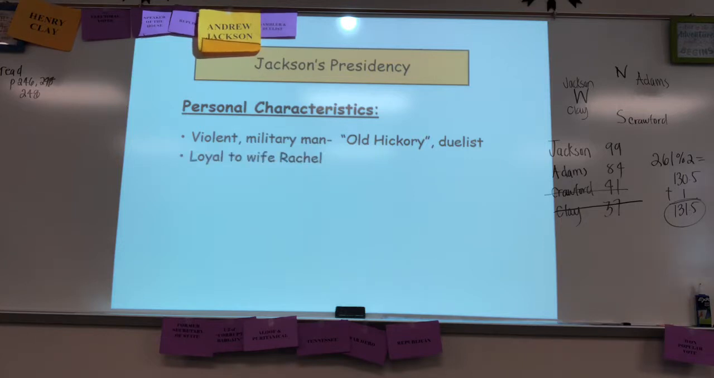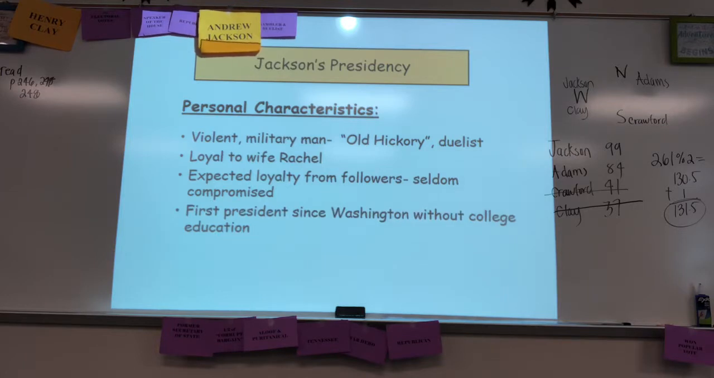Okay, he was very loyal to his wife, but what happened to Rachel? She died. He expected loyalty from his followers. We also see he was the first president since Washington not to be college educated. There's only one other president, which is Truman, who doesn't have a college education. We see he's a frontier aristocrat.